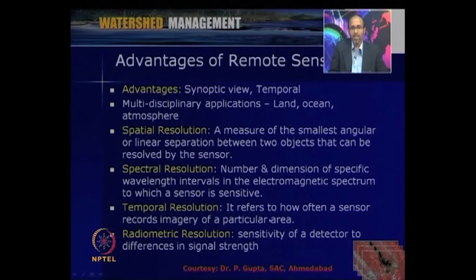And then temporal resolution refers to how often a sensor records imagery of a particular area. For the area which we are covering, it is how we are getting the data after a few hours, or few days, or few weeks. That is the so-called temporal resolution. And the last one is radiometric resolution, which shows the sensitivity of a detector to differences in signal strength. What is the signal strength which is getting back? Accordingly the data resolution will vary. So, when we deal with remote sensing data, we have to see the spatial resolution, spectral resolution, temporal resolution and the radiometric resolution.